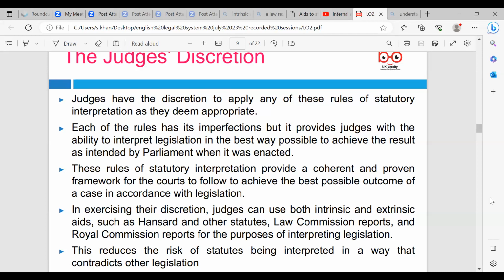In exercising their discretion, judges can use both intrinsic and extrinsic aids such as Hansard and other statutes, Law Commission reports and Royal Commission reports for the purposes of interpreting legislation. This reduces the risk of statutes being interpreted in a way that contradicts other legislation.